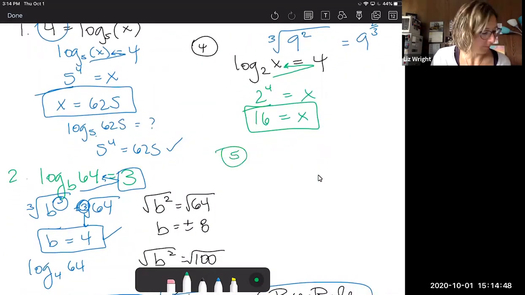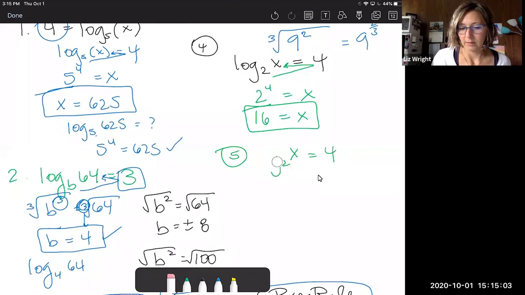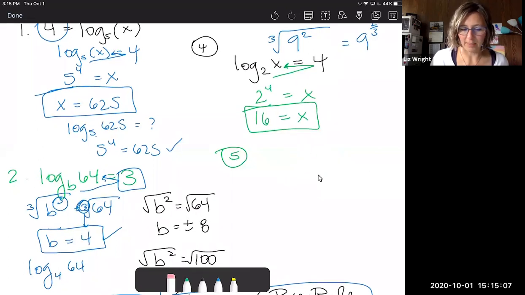Number 5. We've got log base 2 of x equals 4. So log base 2 of x, oh, that's one we just did, I'm sorry. I'm struggling today. I was like, wait a second, didn't we just do that? Yes, we did. All right, sorry guys.